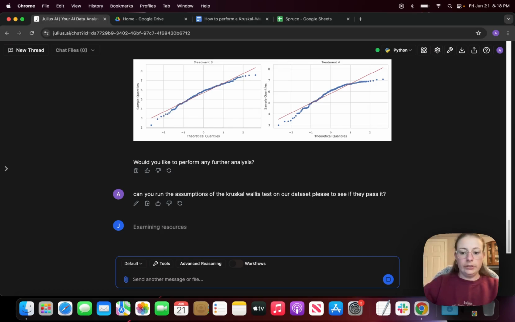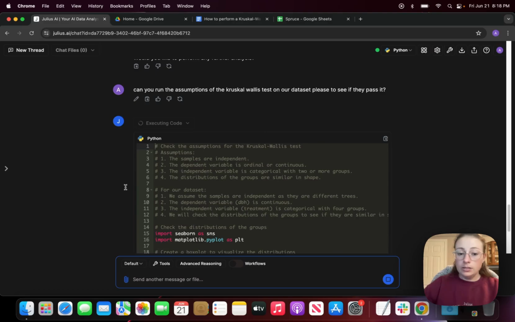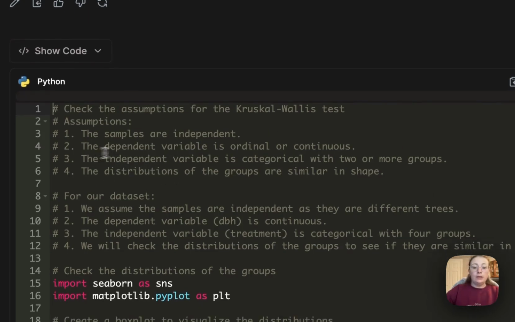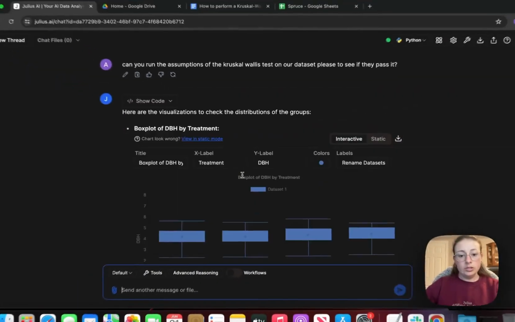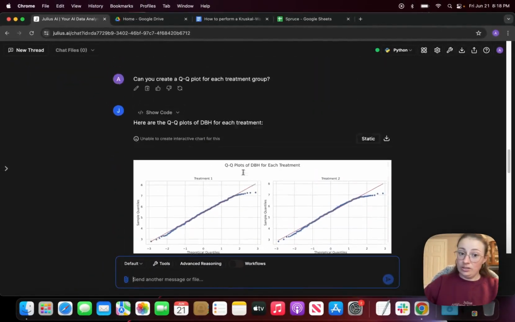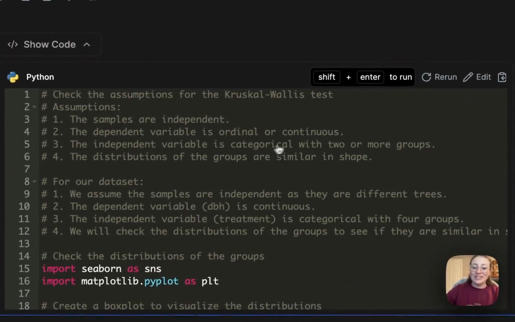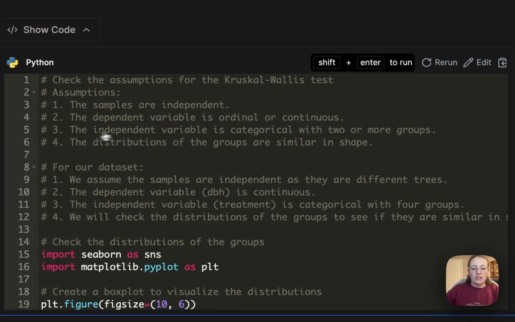So now we're just going to be looking at the assumptions. It outlines our assumptions very nicely. So the samples are independent. For methodology purposes, we're going to say they are. The dependent variable is ordinal or continuous. Ours is continuous. The independent variable is categorical with two or more groups. We have four. That's our treatments.